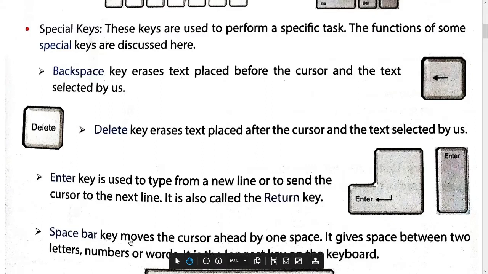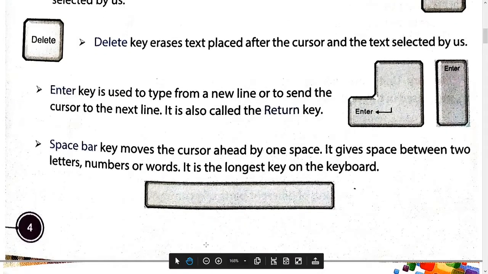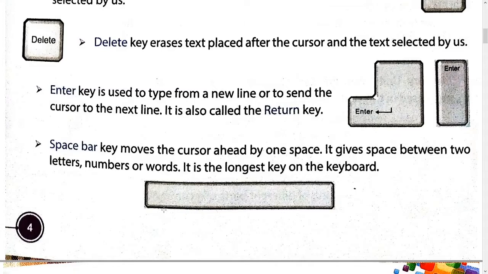The spacebar key moves the cursor ahead by one space. It gives the space between two letters, numbers or words. It is the longest key on the keyboard, and it is used to give space.